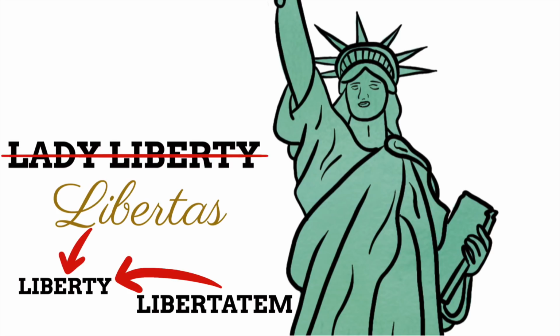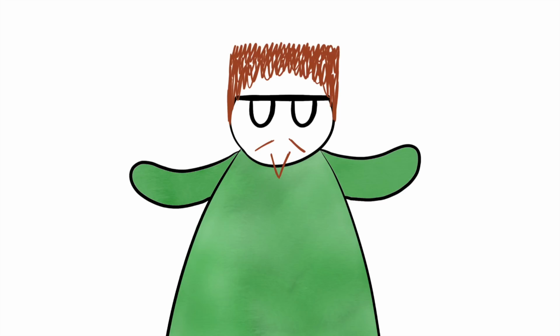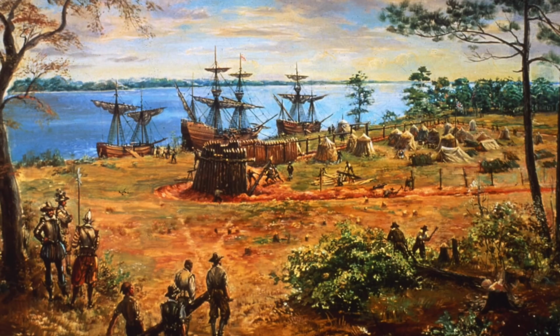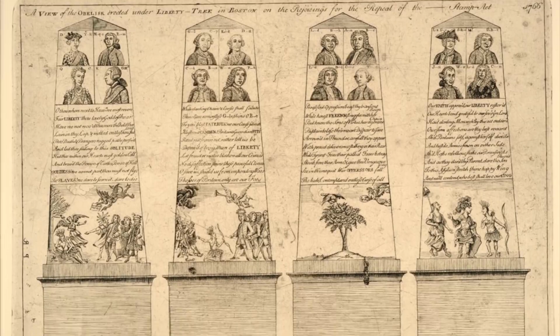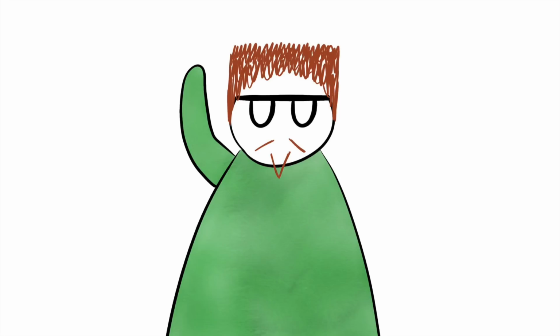Of course, being a Roman goddess means that depictions of Libertas started way before the Statue of Liberty. She was seen on Roman coins and in other works of art. Yet she made her way into the American conscious in the colonial era when they yearned for freedom and liberty from the British rule. In fact, it's believed she was first depicted in American culture in 1766 in an obelisk created by Paul Revere.